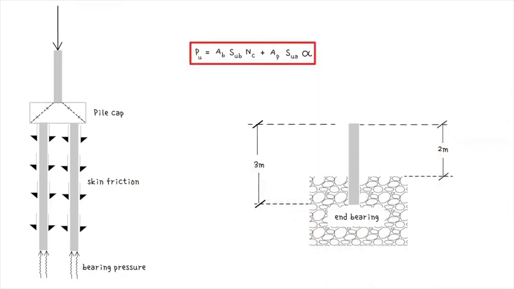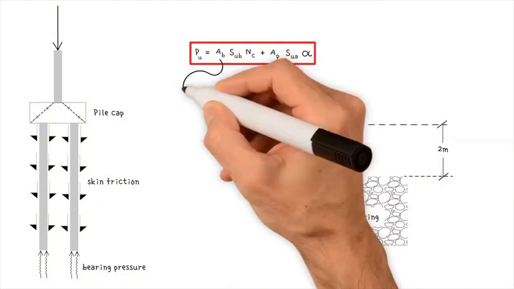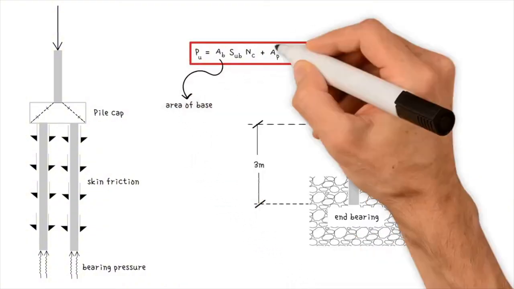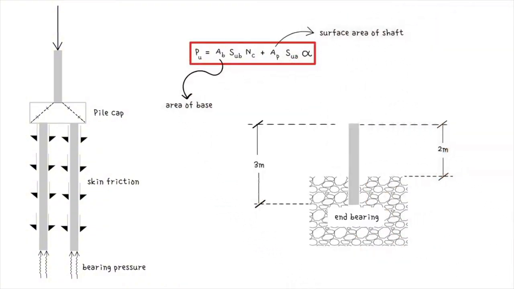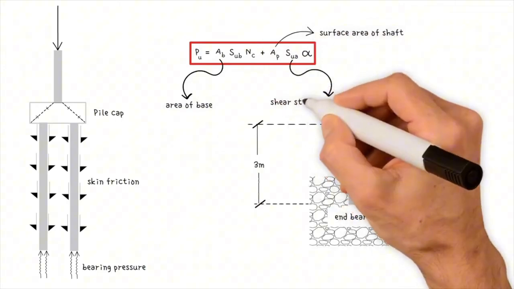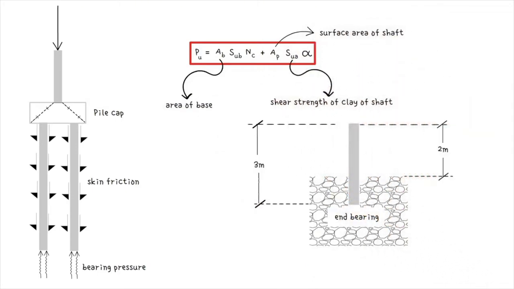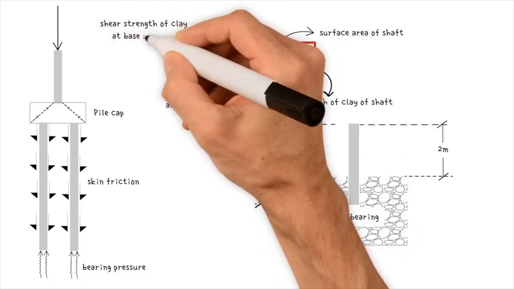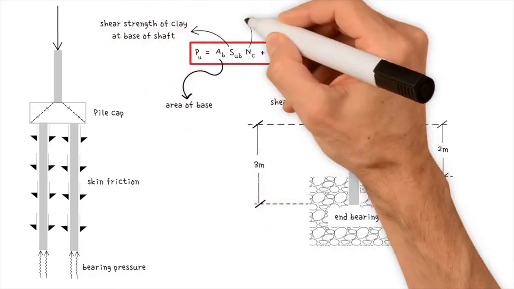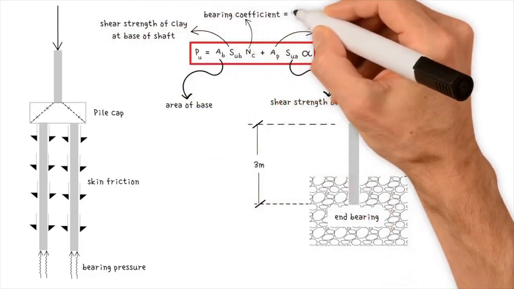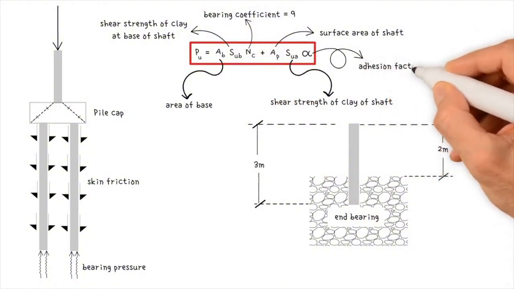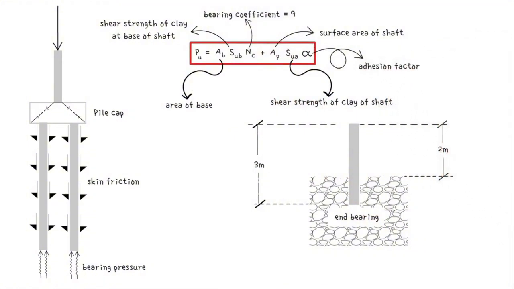So now we'll use a simple formula to determine the ultimate pile capacity in undrained soils. Ab is the area of the base, As is the surface area of the shaft. Sua is the shear strength of the soil around the shaft. This can vary and can be summed in discrete lengths based on site investigation data. Sub is the undrained shear strength of soil at the base of the shaft. Nc is the bearing coefficient, commonly 9. Alpha is the adhesion factor, commonly 0.45 in the absence of data.